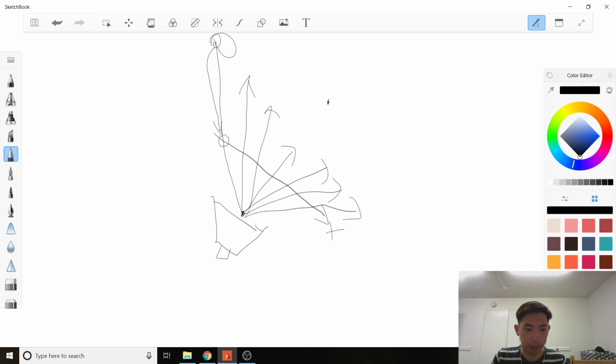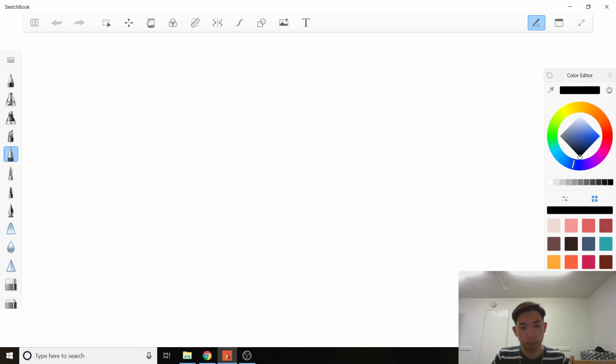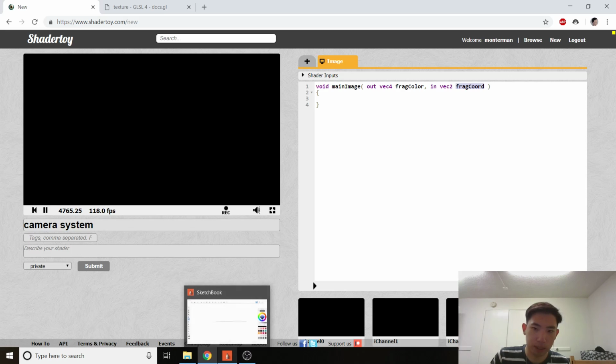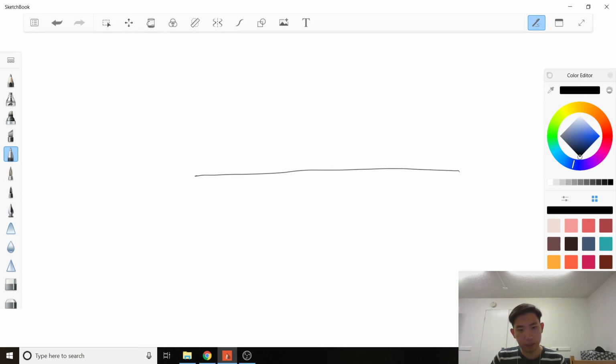Alright, but how do we actually achieve that? Now let's go back to Shadertoy. Remember that the coordinate of the pixel that you're shading right now is given in fragCoord. And the unit of fragCoord is pixels. So say the width of your screen is 200, so it'd be 0 to 200. And if your pixel is right in the middle, then the x coordinate would be 100. So it's in pixels, same in x, same in y.